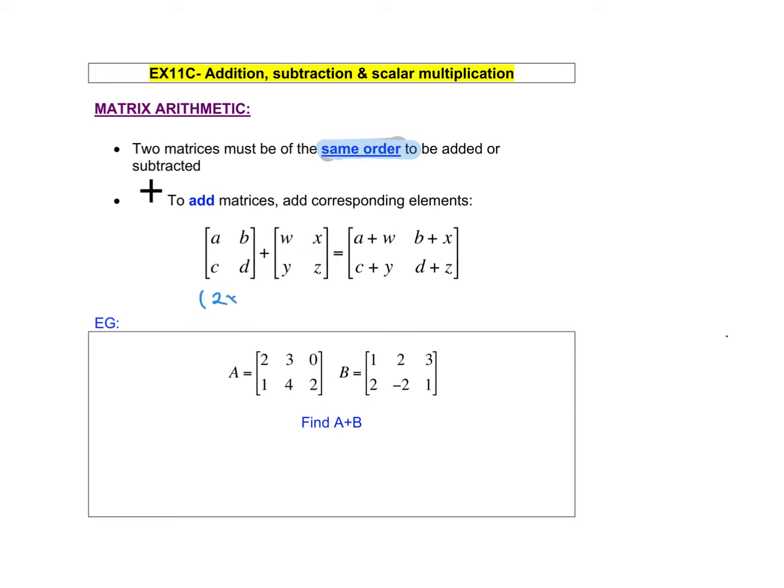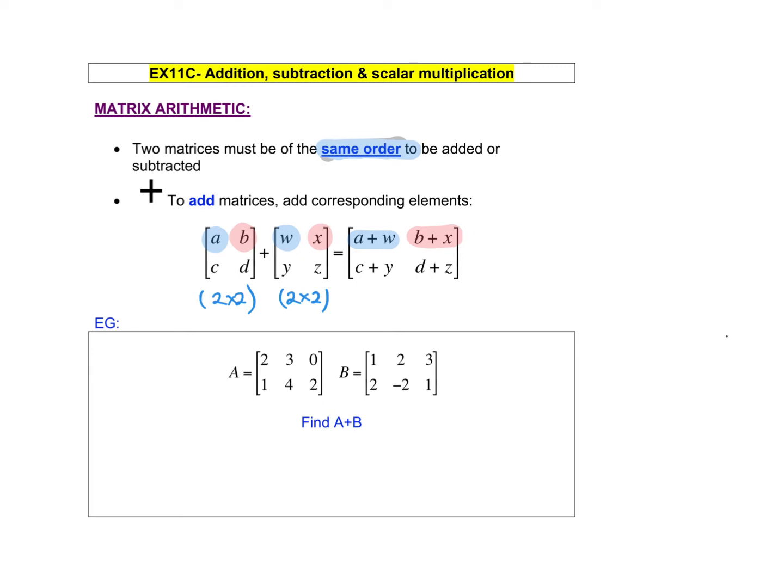This order is a 2 by 2, so I can add the next one because it's also a 2 by 2. And simply all you have to do is add the same spot. So you can see A plus W got added together, and obviously when you go to the second spot, that gets added with that second spot, and so on.